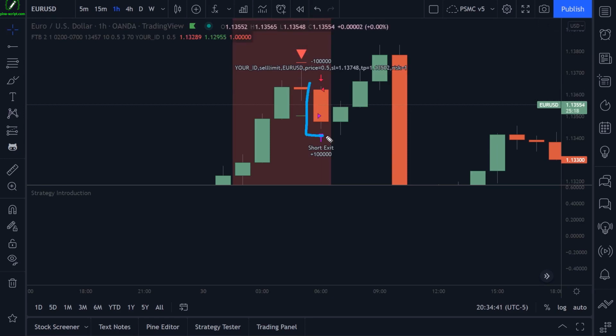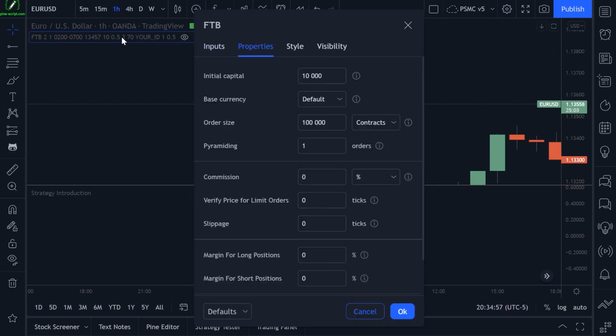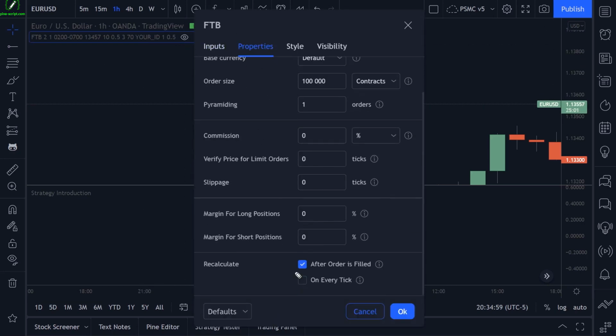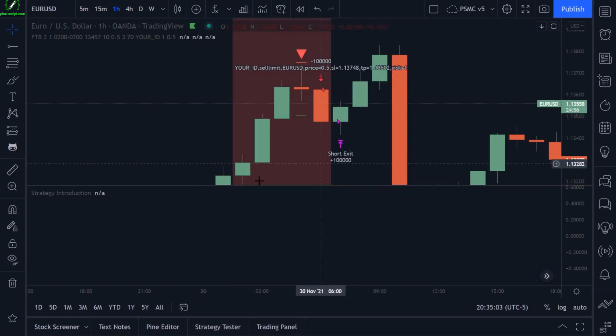So this bar here is where our short trade is executed. Our stop loss is up here and our take profit is down here. Our take profit was hit on the same bar that our entry order was initialized on. If I come up to the settings menu of this script and I turn off recalculate after order is filled, watch what happens here. Our take profit has now been moved to the next bar.